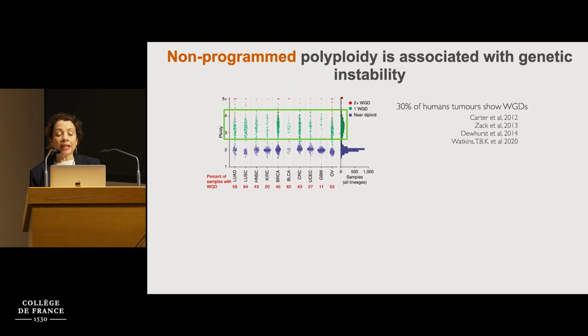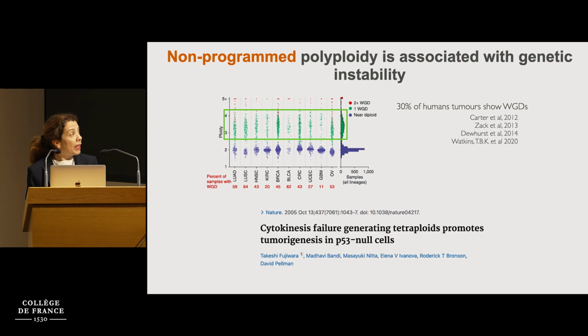But with whole genome duplications, we realized, with deep genome sequencing, that they are present in a variety of human tumors and correlated with high levels of genetic instability. In a key experiment in the Pellman lab, published 20 years ago, it was shown that cytokinesis failure, so that a cell is formed with 2 nuclei and double the amount of DNA, in a p53 null background, is sufficient to generate tumors.